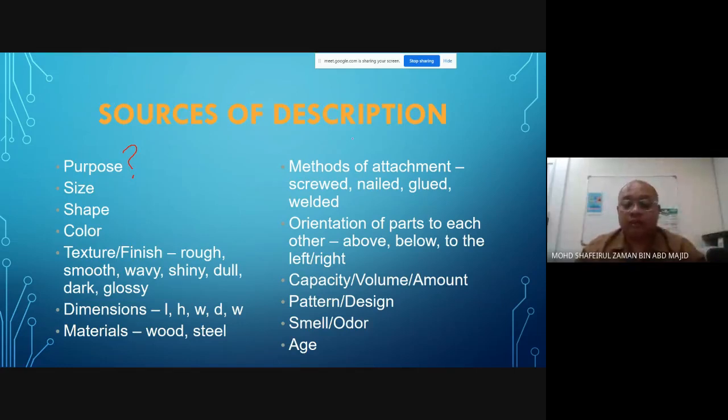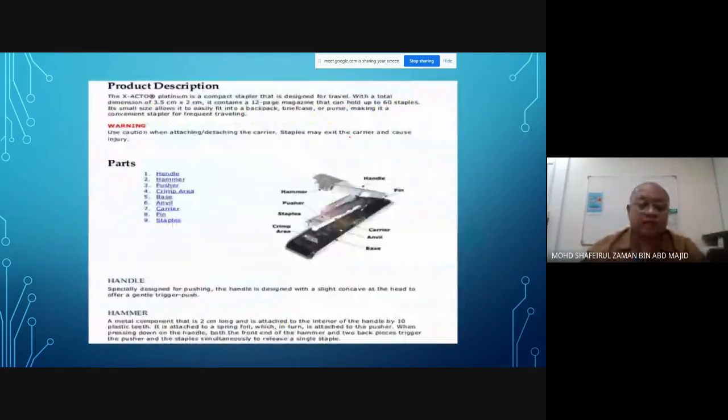For capacity, volume and amount, for example, you are planning to buy a new water tank. Maybe the capacity of the water tank is 1,000 liters. So you have to be specific, because when you are explaining a product, you have to be very detailed. So this is an example of a product being described.